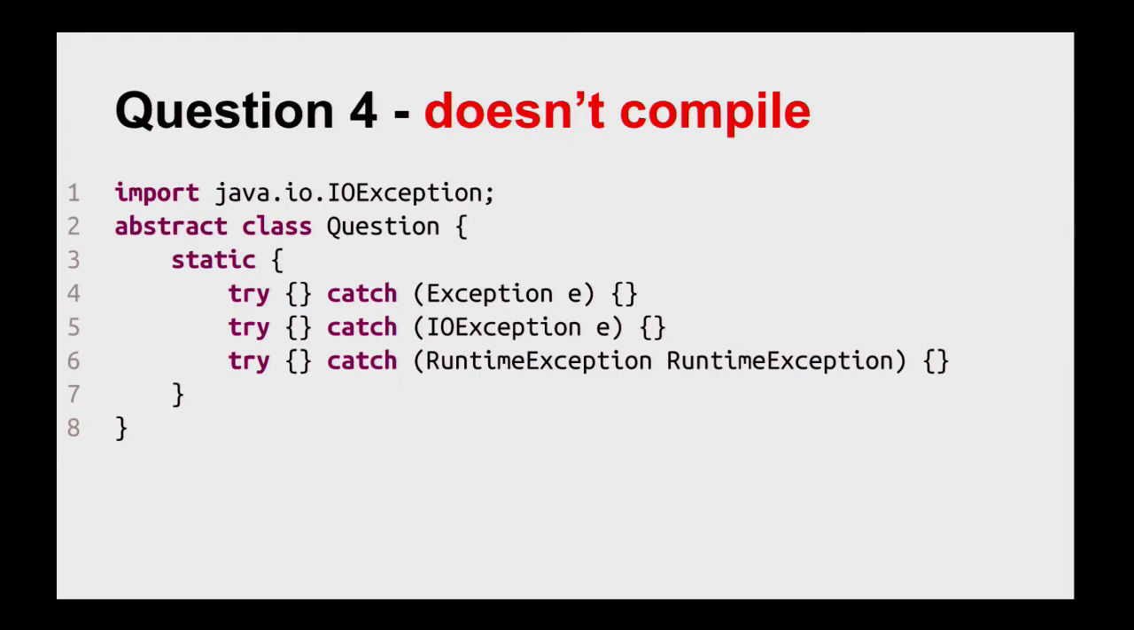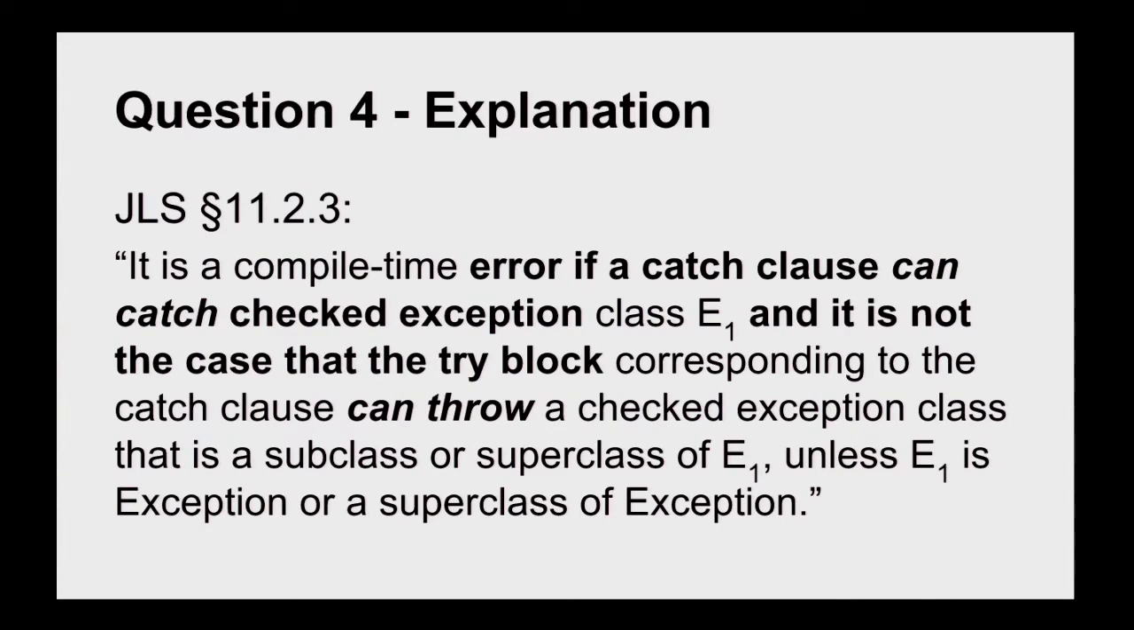So almost everyone knows the rule that if you have a block of code that can throw a checked exception, then you have to either declare that you throw it, or have a catch block for it, or a superclass. But there is actually the inverse rule as well, which is that if a block of code can't throw a checked exception, you are not allowed to catch it. Unless you catch exception itself or a superclass, so throwable.